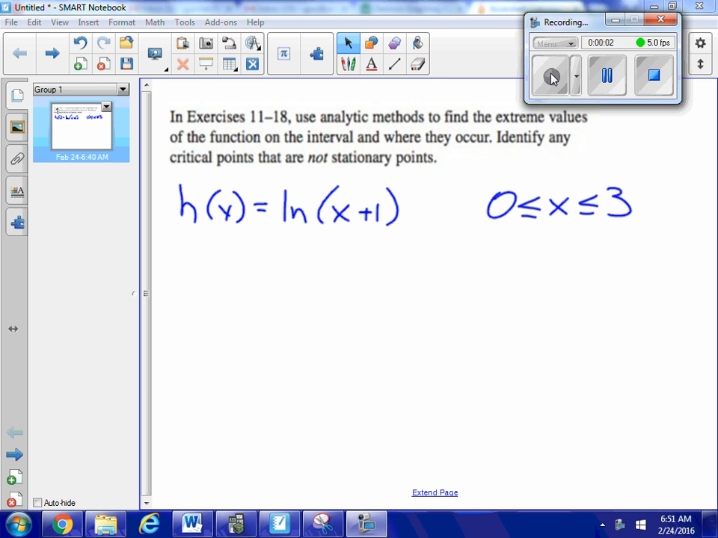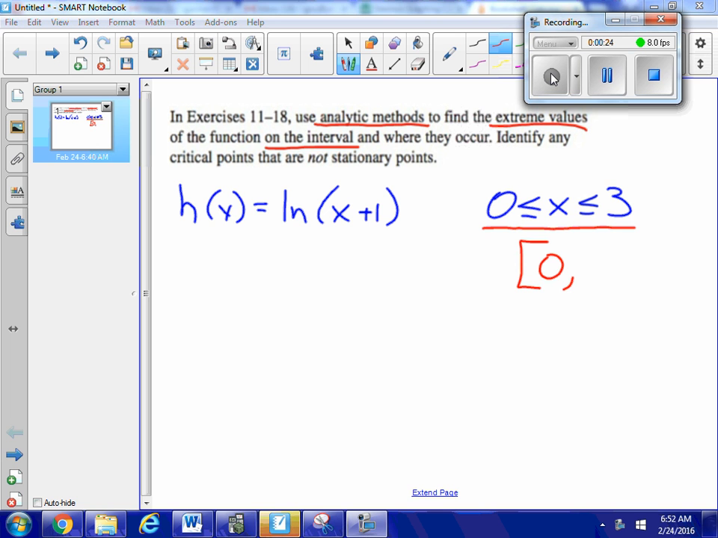So in this problem, I am being told to use analytic methods. That means I've got to figure it out with algebra and pencil and paper, not the calculator, to find the extreme values of the function on the interval provided. So here's the interval provided right there, and I would actually prefer to write this in interval notation. So x going from 0 to 3 inclusive. That's why I use the brackets. And I'm also supposed to identify critical points that are not stationary points.